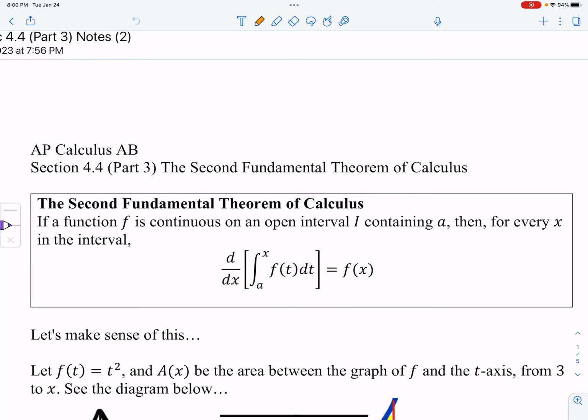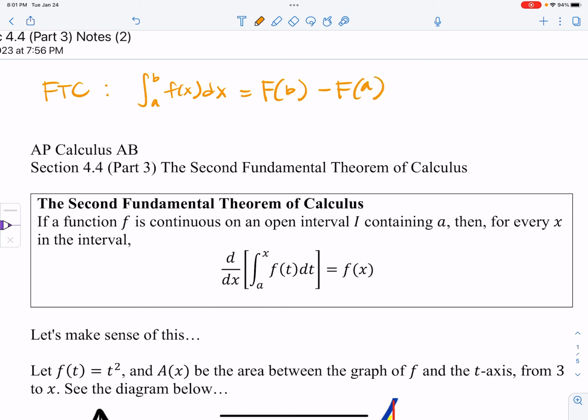Hi there, this video is on section 4.4, part 3, which is going to be the second fundamental theorem of calculus. So in part 1 of this section, we talked about the first fundamental theorem of calculus, the FTC, which says that when we integrate from a to b, f of x with respect to x, that ends up being the antiderivative of lowercase f, which we represent as capital F, of b minus capital F of a.